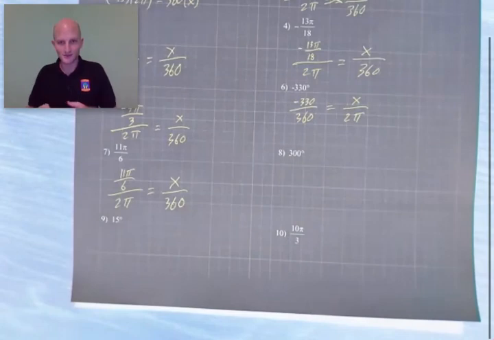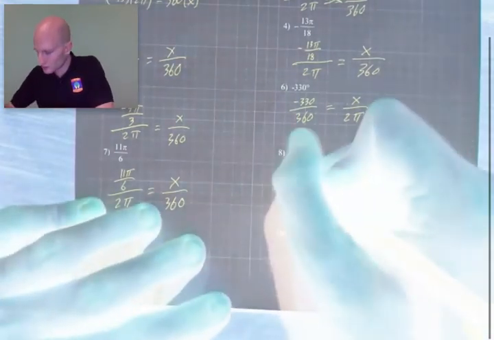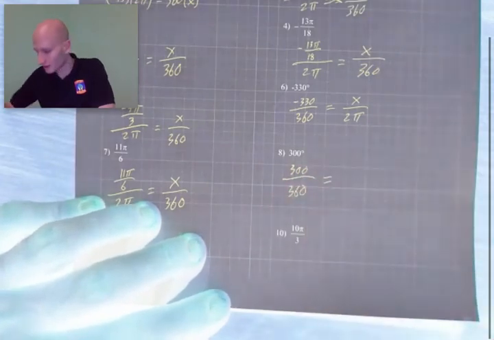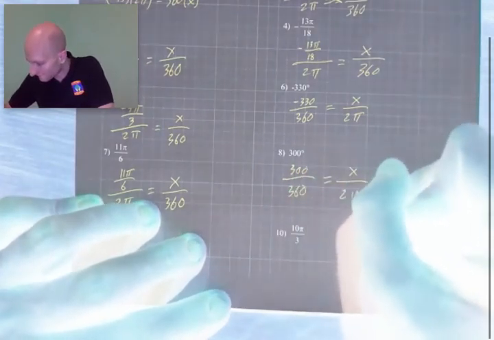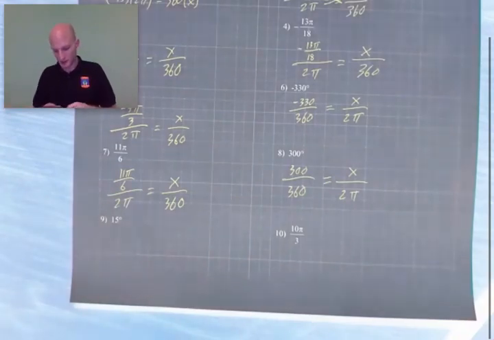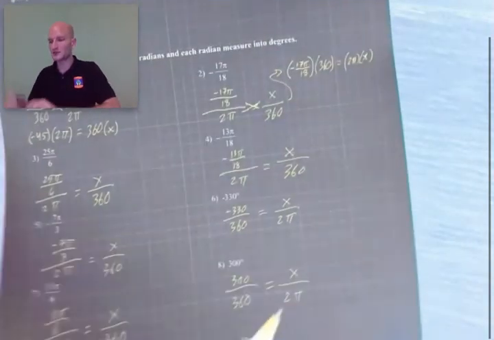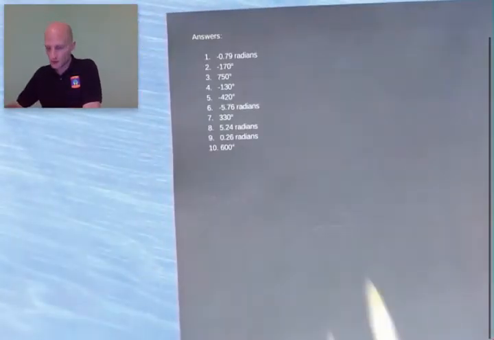Number 8 is an easy one too. 300 over 360 is equal to what over 2 pi? Right? 300 times 2 pi divided by 360. 5.235987756. That rounds to 5.24 if we're rounding to the hundredths. 5.24 is number 8. And this is radians. 5.24 radians.